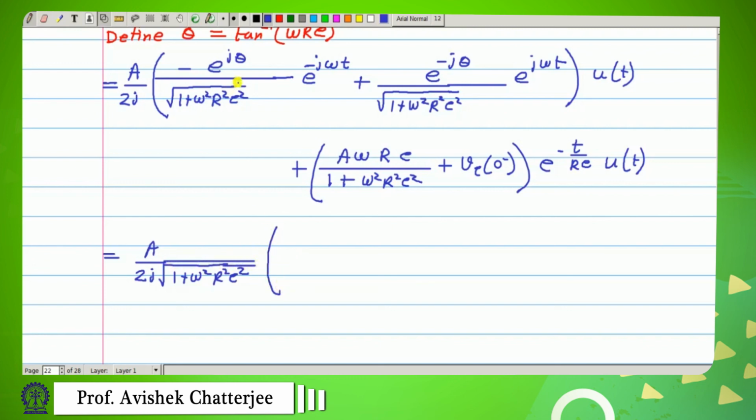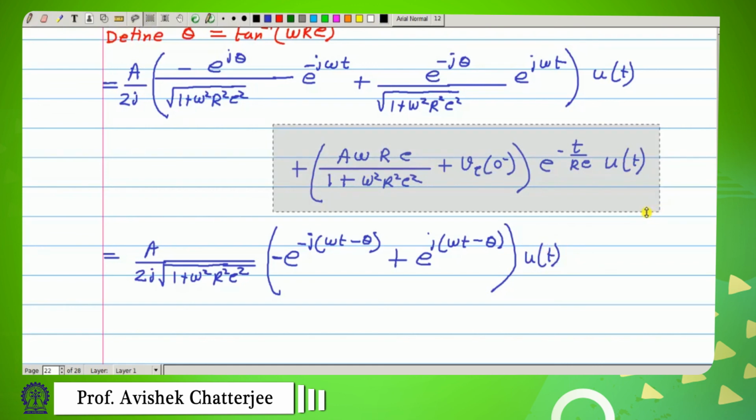and then here this exponential together with this exponential can be written as e to the power minus j omega t minus theta, and this minus sign, then plus these two exponentials together is same as e to the power plus j omega t minus theta, ut, and then this term I will keep as it is.